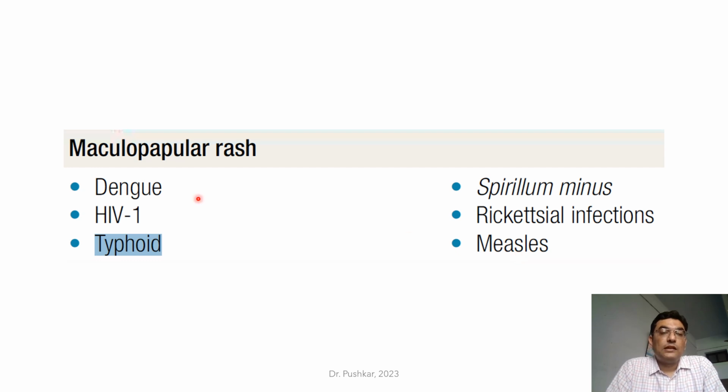However, in our daily practice we will have to consider dengue, especially if it is a season where dengue patients are coming. Then you will have to make a differential diagnosis of dengue and typhoid if rashes are present, as well as measles if the patient is a child.